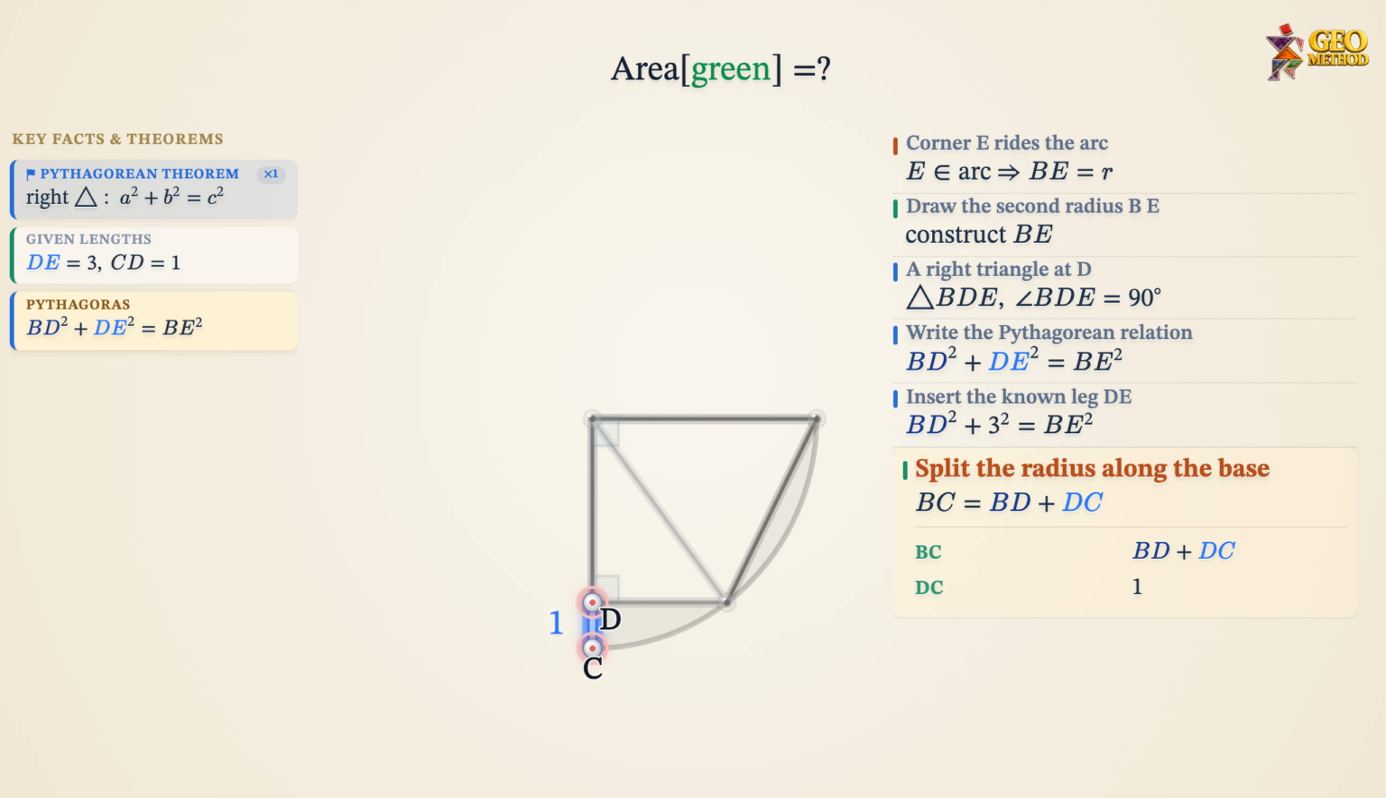Now walk along the base. The full radius B to C is made of two pieces, B to D plus the small gap D to C, and that gap is the given one. So segment BC equals segment BD plus 1. This is the extra link we were missing.